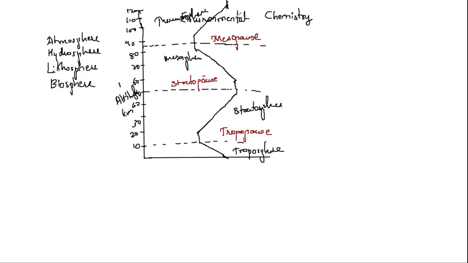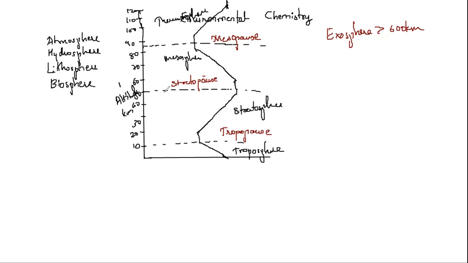Yes. Then last you have the exosphere. The exosphere comes after the thermosphere. The exosphere is above 600 kilometers. So these are the layers of the atmosphere. Now, why I am saying all these things is, here we are going to discuss the pollution which occurs in the troposphere and the pollution which occurs in the stratosphere.